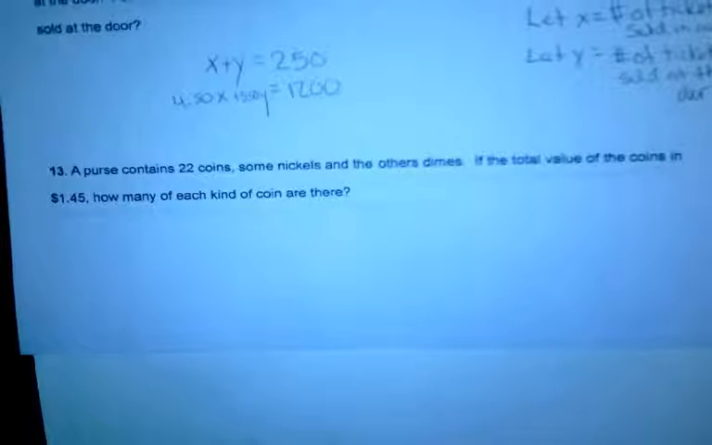So we're going to do number 13 next. I decided I was going to skip around, but I decided this one's probably better, even though it's a little tricky because it still talks about money. It says a purse contains 22 coins, some nickels and others dimes. If the total value of the coins is $1.45, how many of each kind of coin are there?